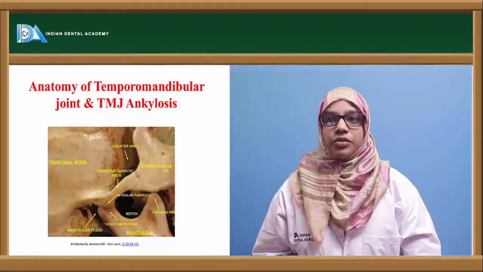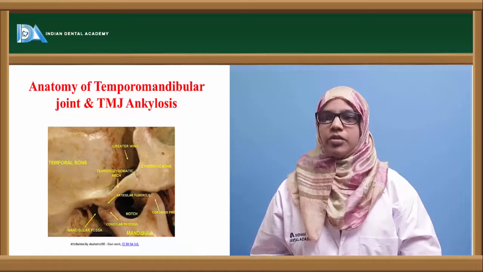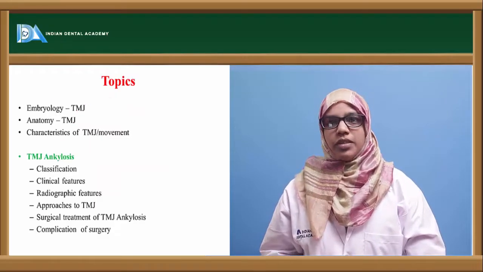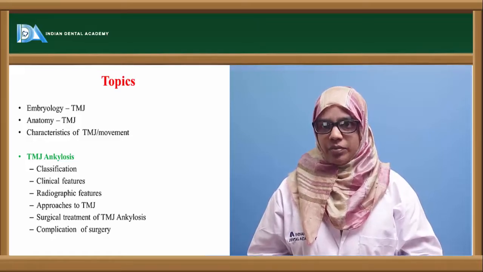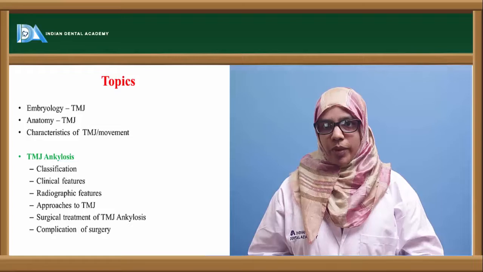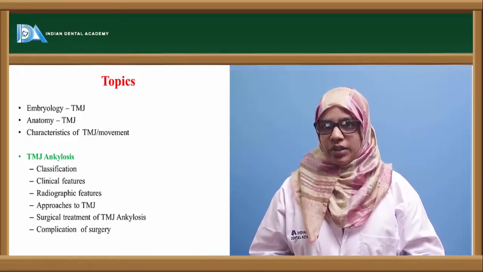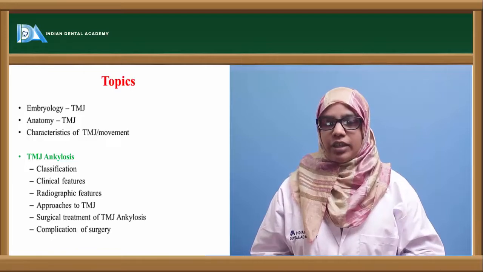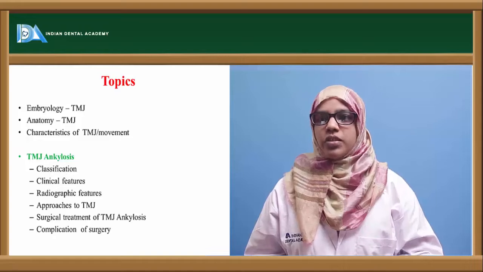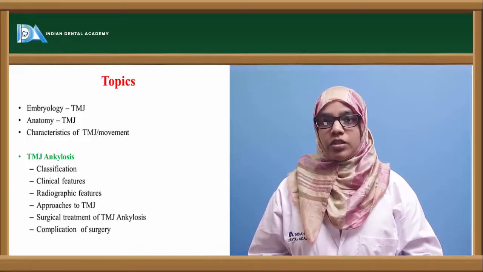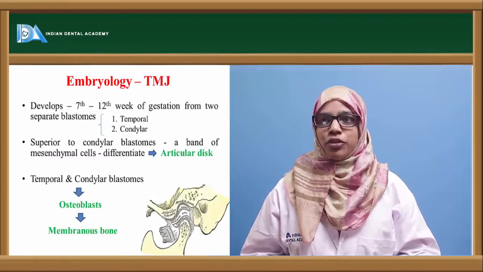A very good afternoon. Today we're going to discuss the anatomy of the temporomandibular joint and TMJ ankylosis. The topics that I'm going to cover today are the embryology of the temporomandibular joint, anatomy, the characteristics of the temporomandibular joint, and in detail about temporomandibular joint ankylosis. That is, its classification, clinical features, radiographical features, approaches to TMJ, surgical approach, its complications associated with the surgery, and conclusion. Starts with the embryology of TMJ.